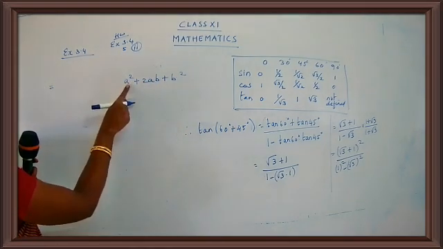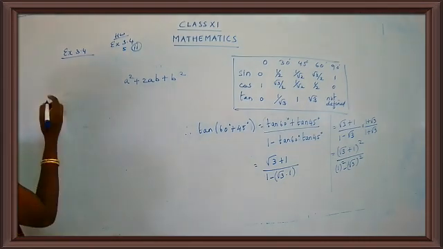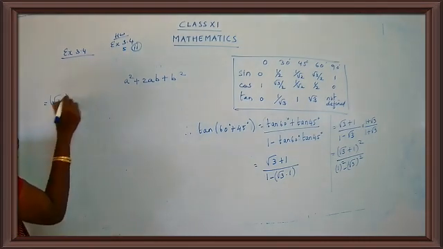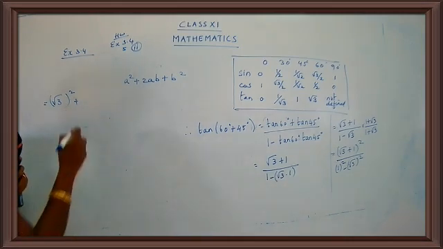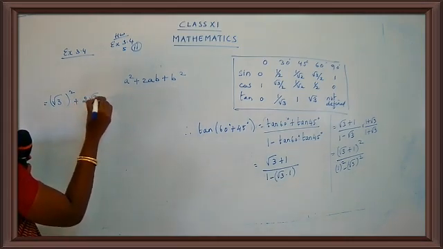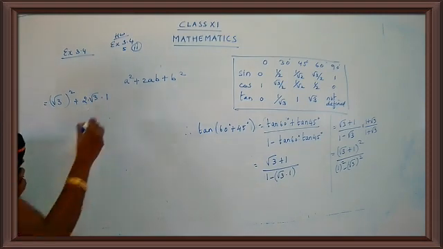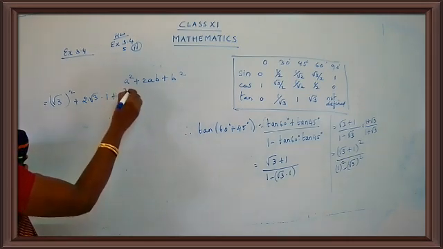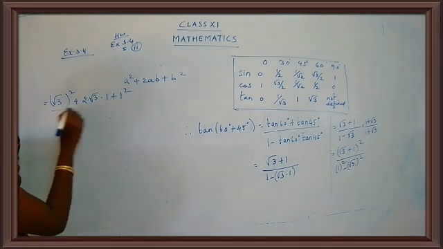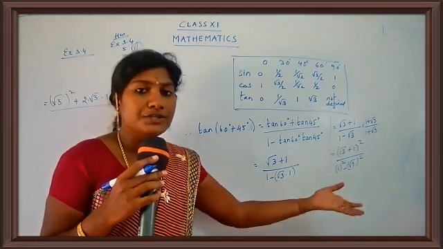So what is a square, children? a is root 3, so a square will be root 3 square. So this is equal to root 3 square plus 2 into a into b, that is 2 into root 3 into 1. At the last, b square. What is b square? b is 1, so b square will be 1 square. What is 1 square? 1 into 1 gives you 1.